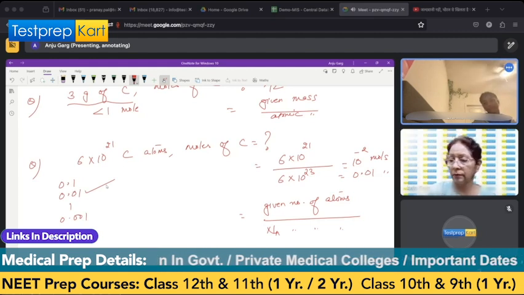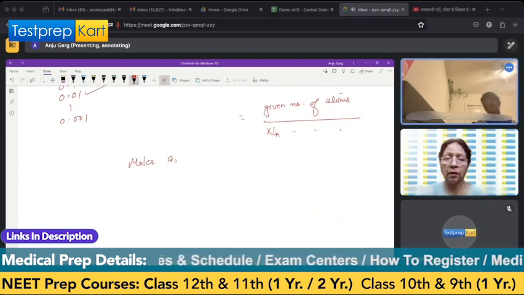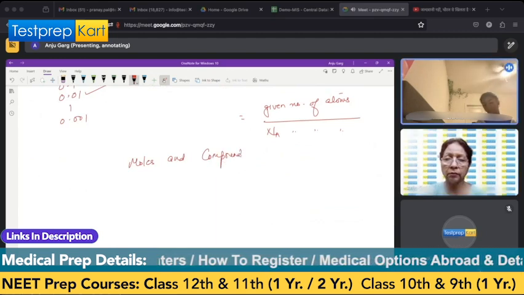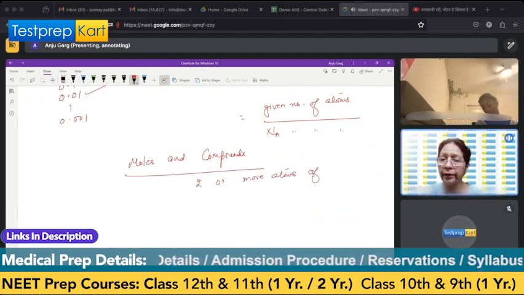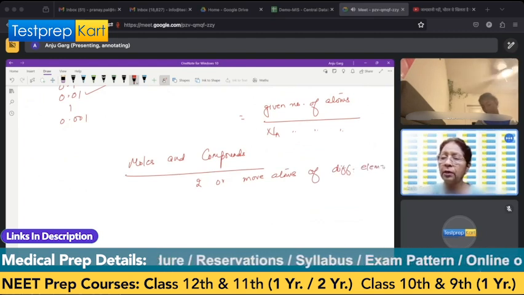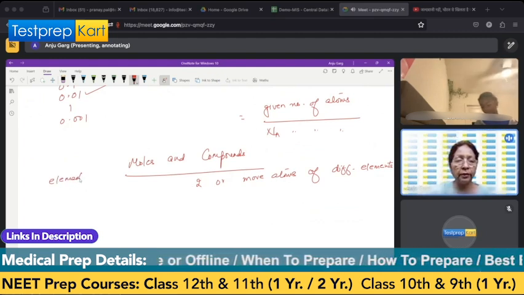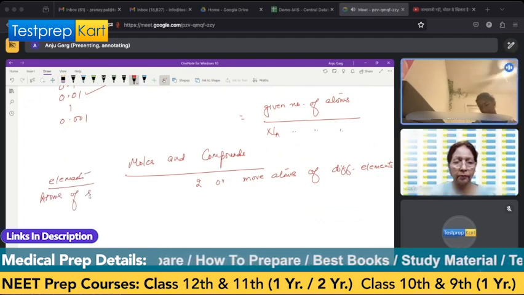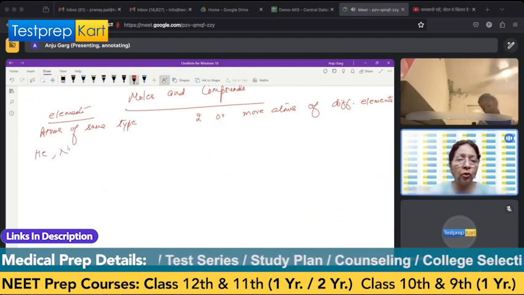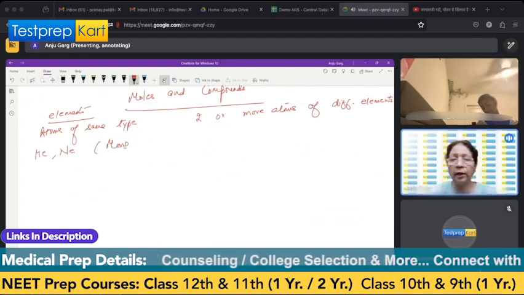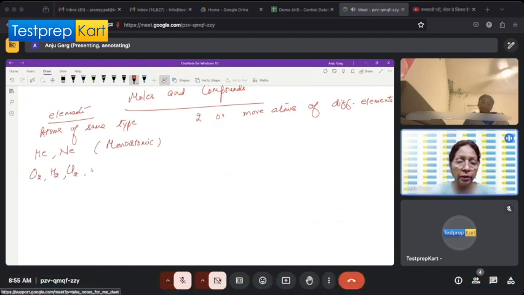So this was about moles and elements. Then we come to moles and compounds. What's the definition of a compound? It's when 2 or more atoms of different elements combine together. This is very, very important, that different elements should be there. Because if you have atoms of the same element, then still you will have an element only. Elements have atoms of the same kind, same type. Under elements, helium, neon, argon are monoatomic elements. Mono means single atom. If you take oxygen, hydrogen, chlorine, nitrogen, they are diatomic elements, but still they are elements.